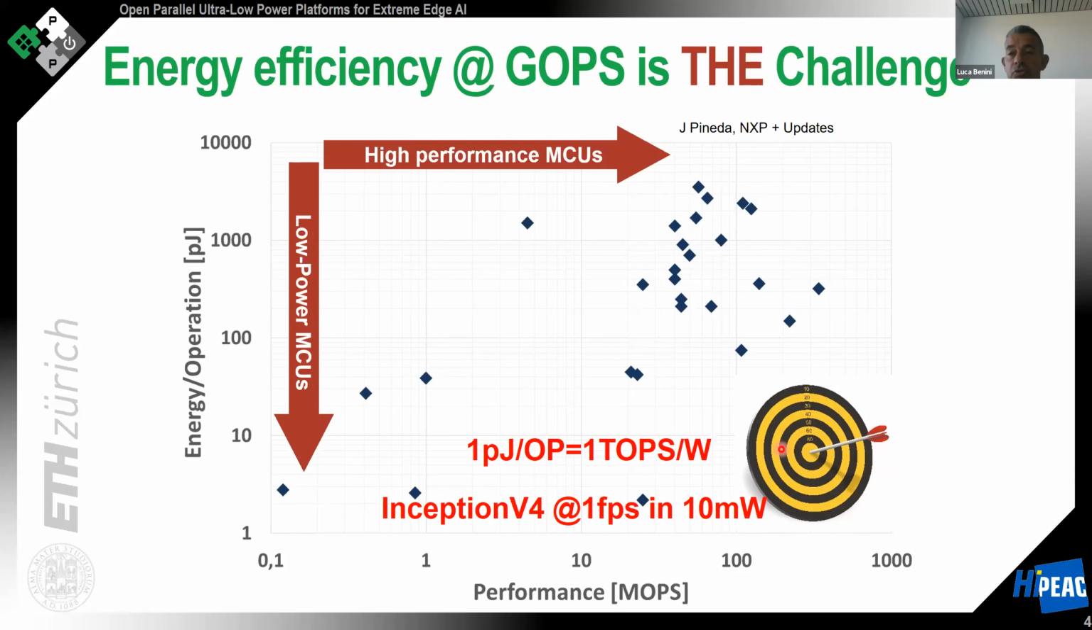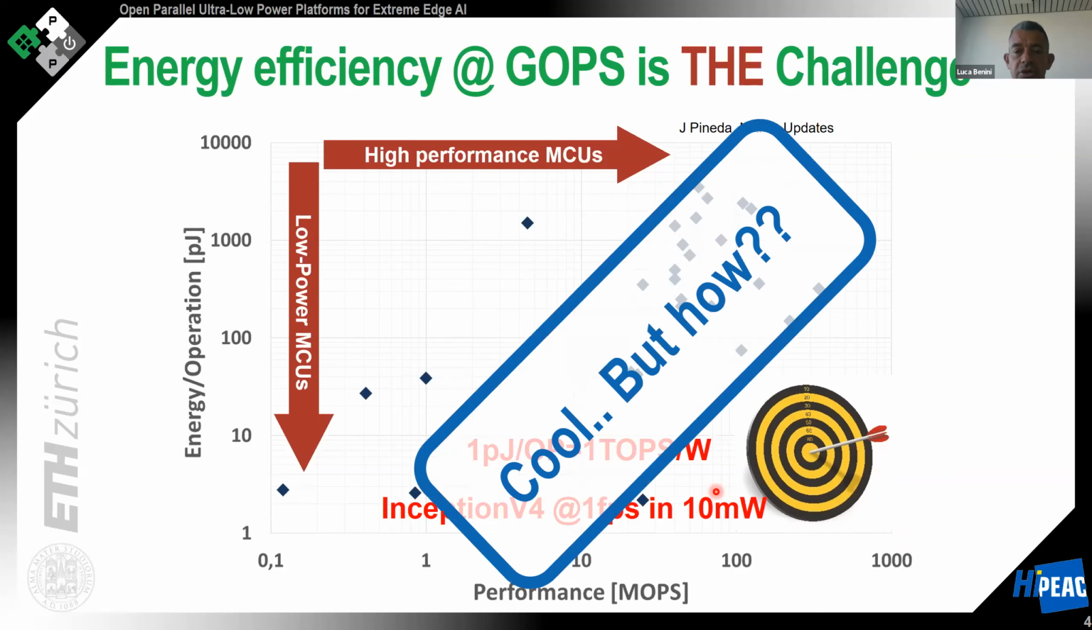Of course, then we may also want to go beyond that. But this is already something that the current microcontrollers cannot do. And with these capabilities, you could run a high accuracy neural network like Inception V4 at 1 frame per second, at 10 milliwatts of power, just to give you the idea. That would be coherent with the budget of an extreme edge microcontroller. How can we do that?